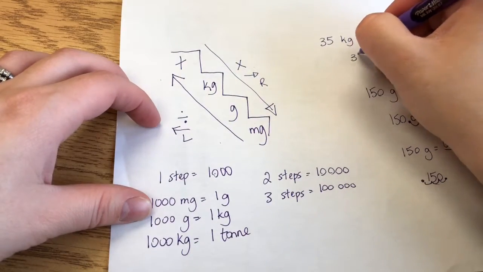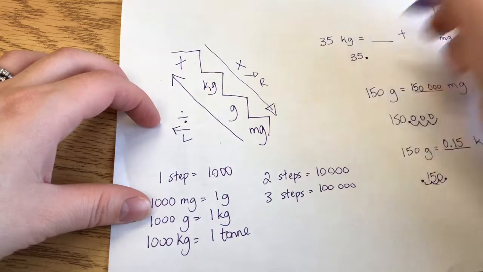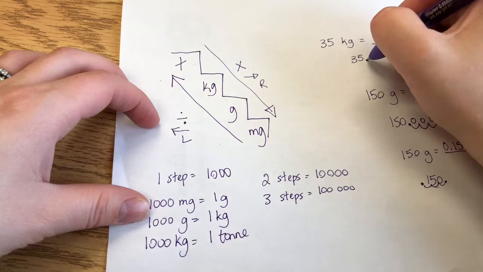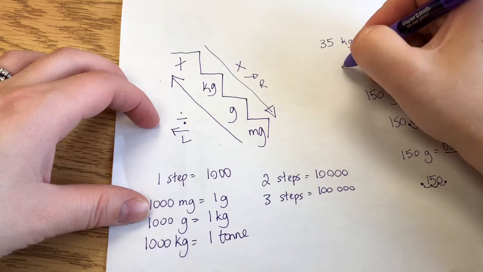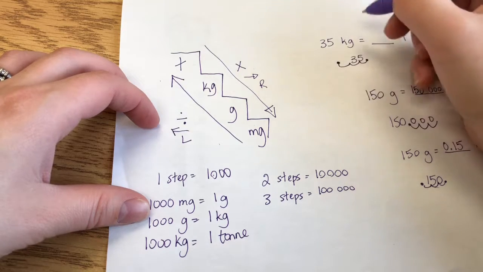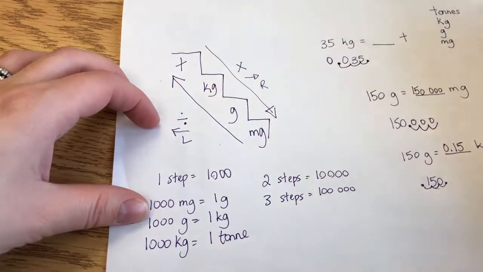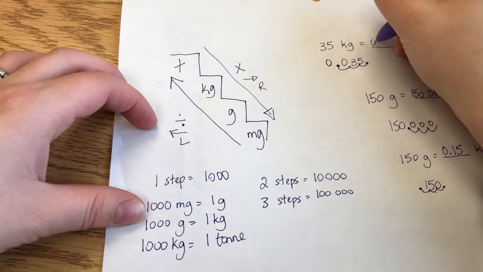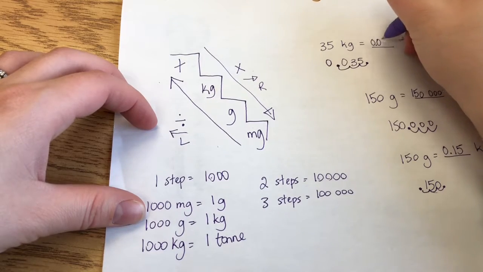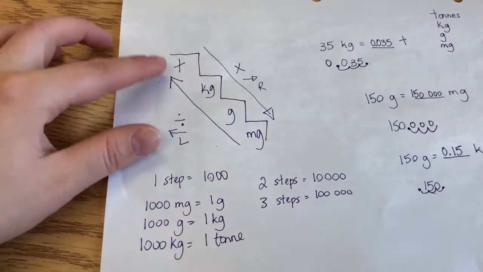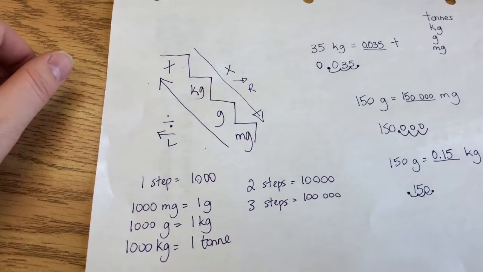So here's our 35. There's our decimal. We're going to slide it to the left 3 spots. 1, 2, 3. There goes my decimal. And we're going to put a 0 in front of our decimal and a 0 in the hole that we left. And so 35 kilograms is actually 0.035 tons.